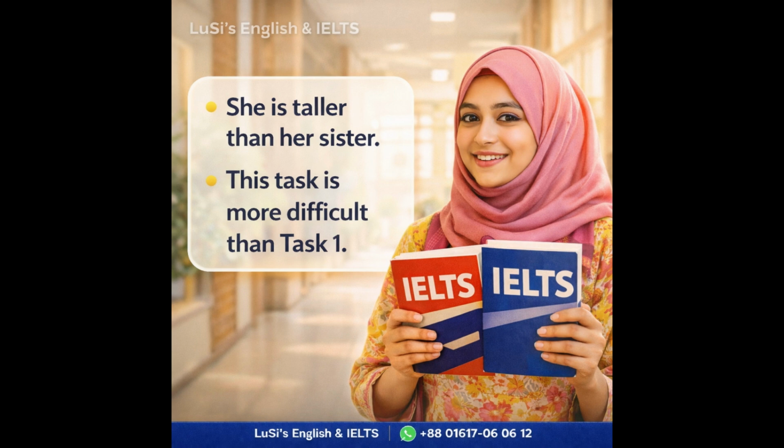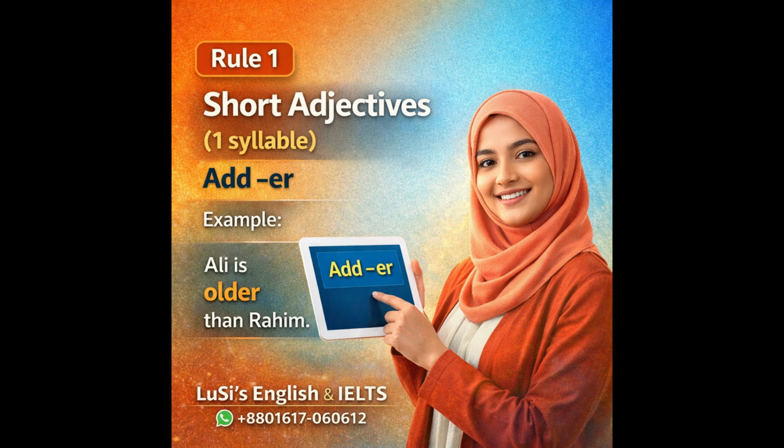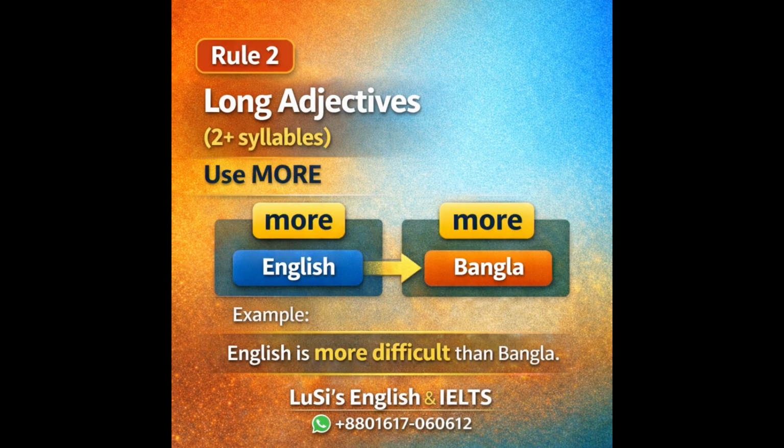Now, let's look at 2 important rules. Rule number 1. If the adjective is short, usually one syllable, we add er after the word. For example, Ali is older than Rohim. Rule number 2. If the adjective is long, usually 2 or more syllables, we use more before the word. For example, English is more difficult than Bangla.